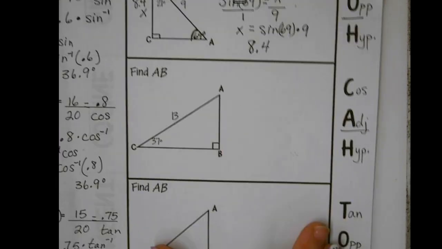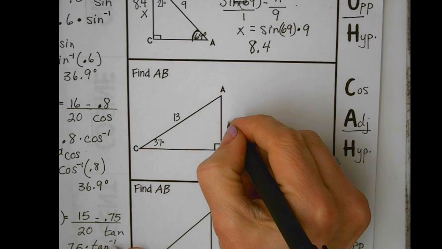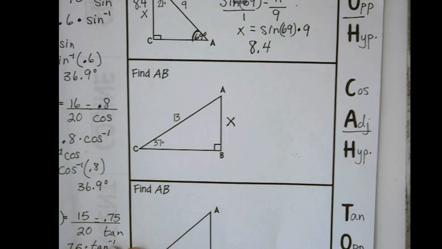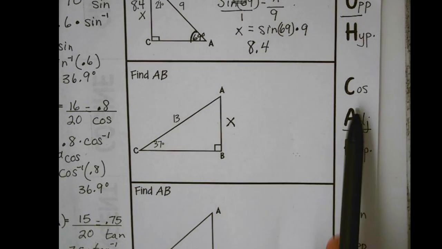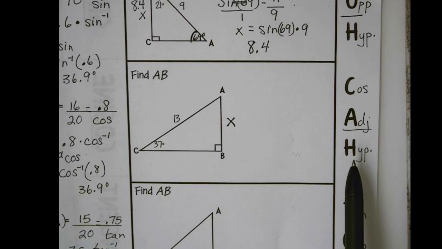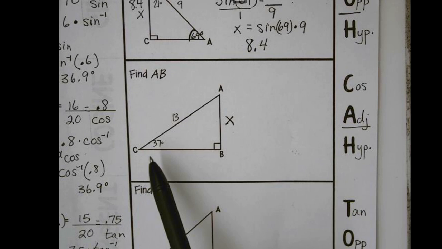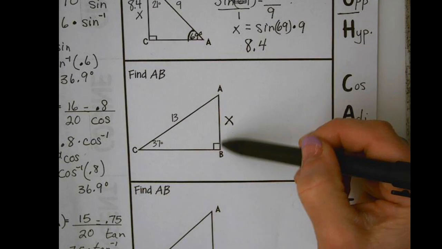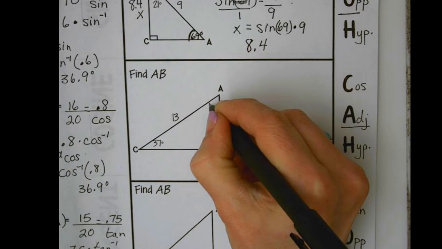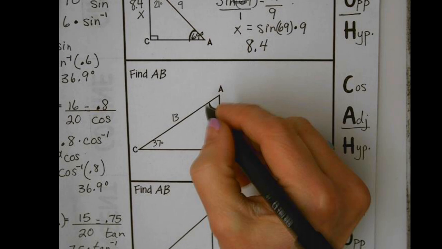Now we're going to use cosine to find AB. I'm going to make sure that I put an X here. If we're wanting to use cosine, we need to have adjacent over hypotenuse. So we have to decide, is that angle C or is that angle A? Well, angle A is going to be adjacent, so I'm going to make a mark here. We need to find that degree. We're going to take 90 minus 37, and that gives us 53 degrees.